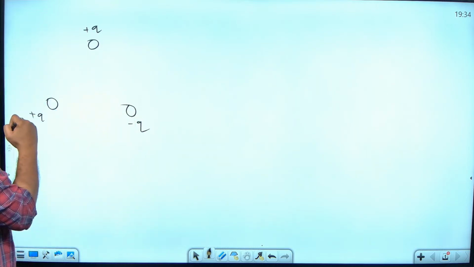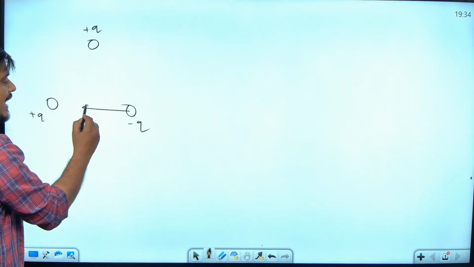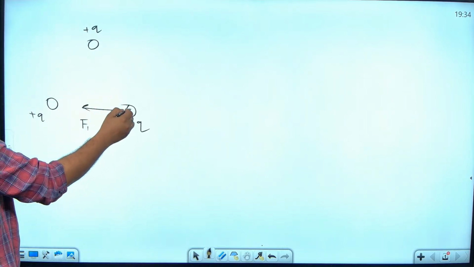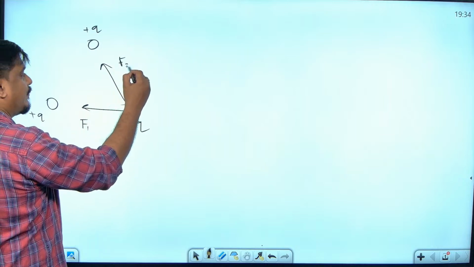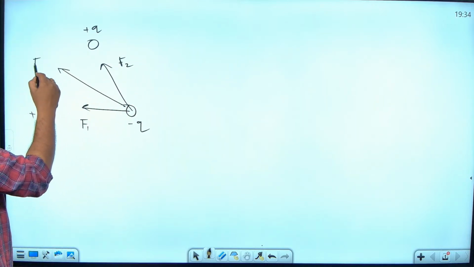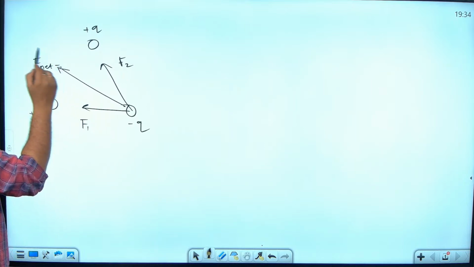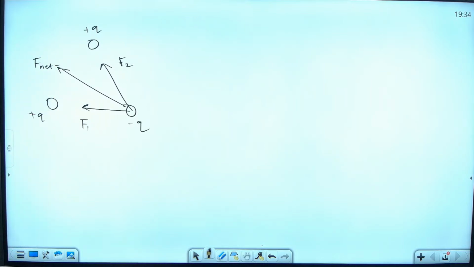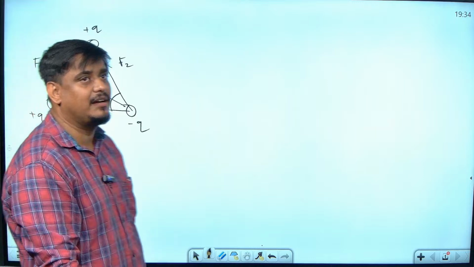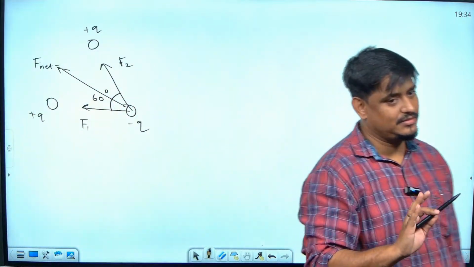then they ask you what is the net force on minus q charge. Then this plus q will attract minus q with suppose force F1. This plus q will attract minus q with suppose force F2. Net force will be in this direction, vector F net, and value will be root over F1 square plus F2 square plus 2 F1 F2 cos theta. Theta will be 60 degree because it is an equilateral triangle, and then you will get the answer.